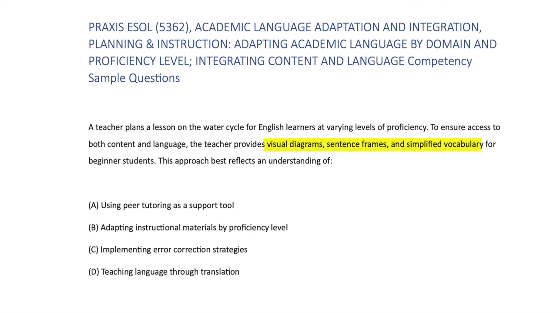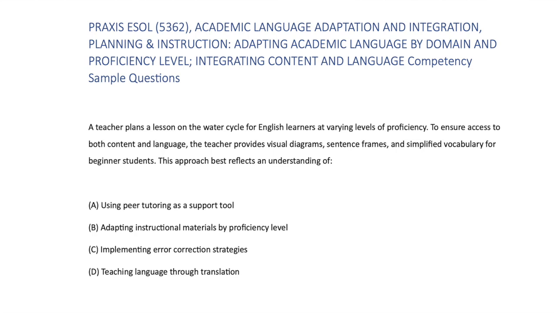Let's begin by examining the context clues. The teacher is providing visual diagrams, sentence frames, and simplified vocabulary. So immediately we can eliminate option A. Option A refers to a support strategy by using peer tutoring as a support tool, but not to material adaptation, which we see in the context clues.